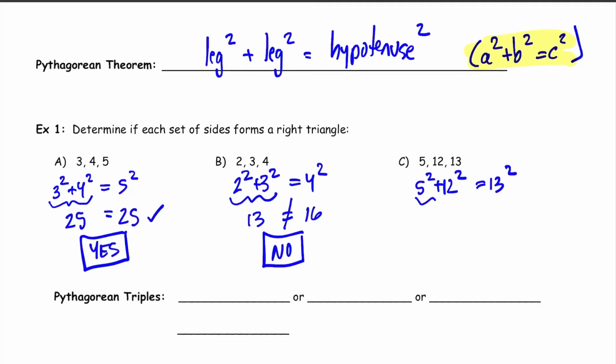Let's put 5 squared plus 12 squared into our calculator. We get 169. 13 squared is also 169. So yeah, that works. The answer is yes. So not all combinations work. All right, you have to test it.